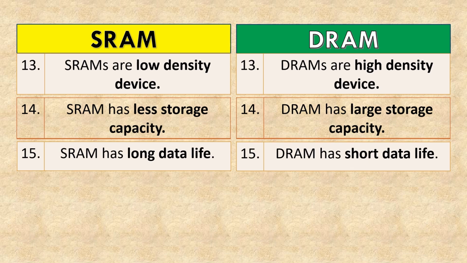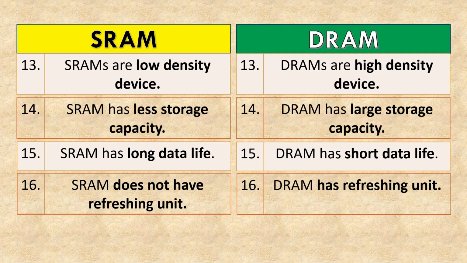SRAM has long data life. DRAM has short data life. SRAM does not have a refreshing unit. DRAM has a refreshing unit.